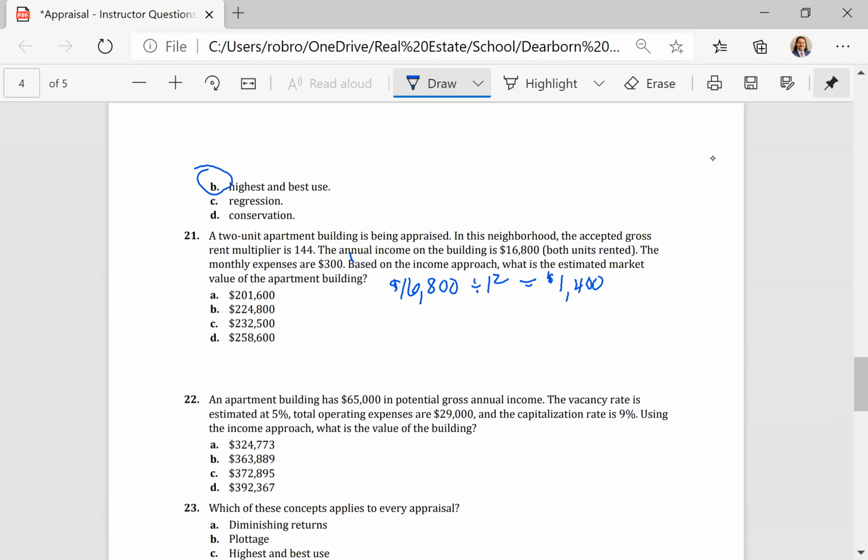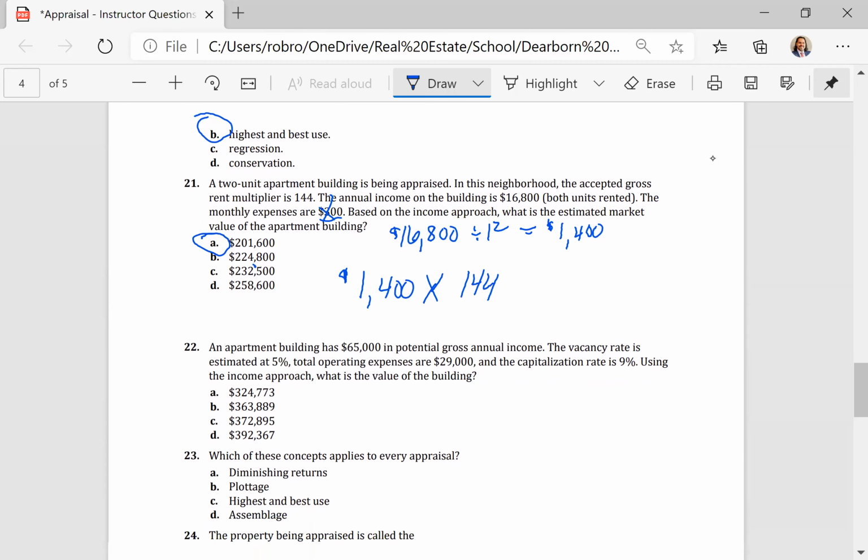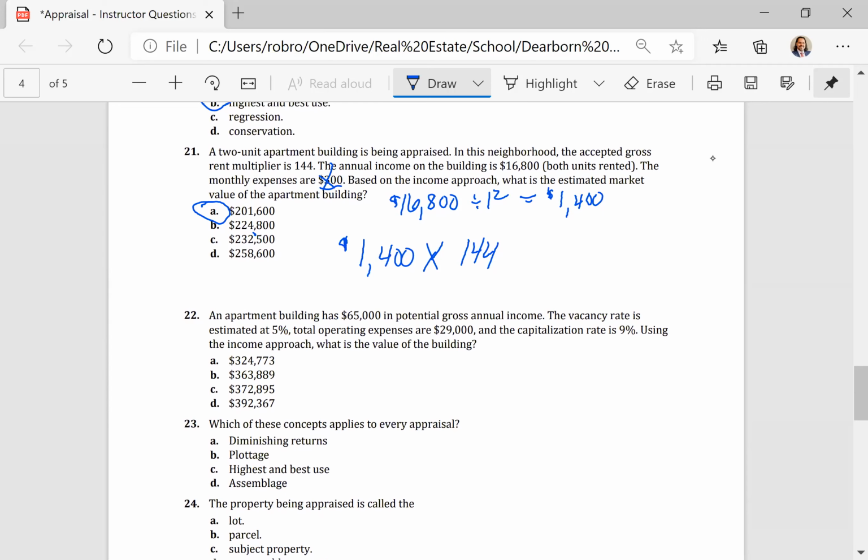Okay. Well, do we deal with expenses when we talk about the GRM? No. When we talk about GRM, that's not included in the calculation. So that's the trick of it. That's why you do 1,400 times 144, and that gives you what? A. See, that's the trick part of it. You don't include that in the GRM. All right, I know a lot of you don't like that one. You're like, oh man, they're just trying to trick you. Yeah, they are.